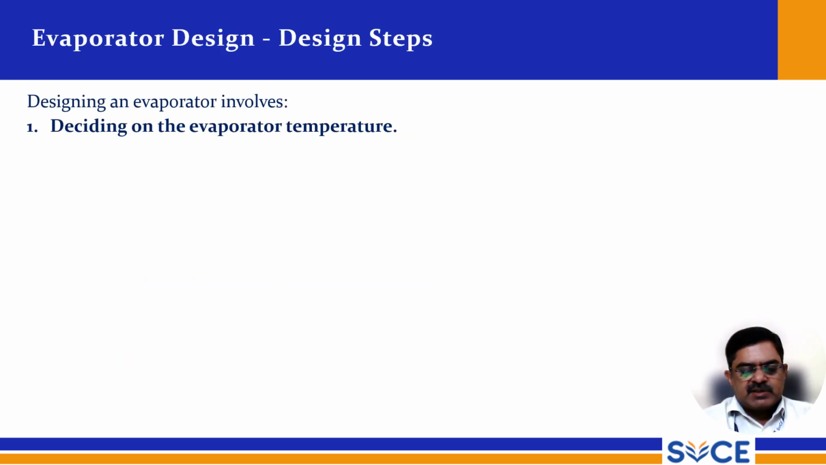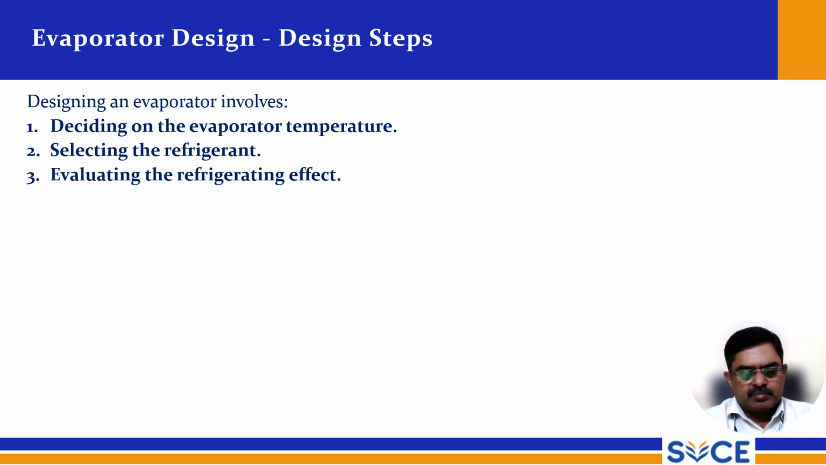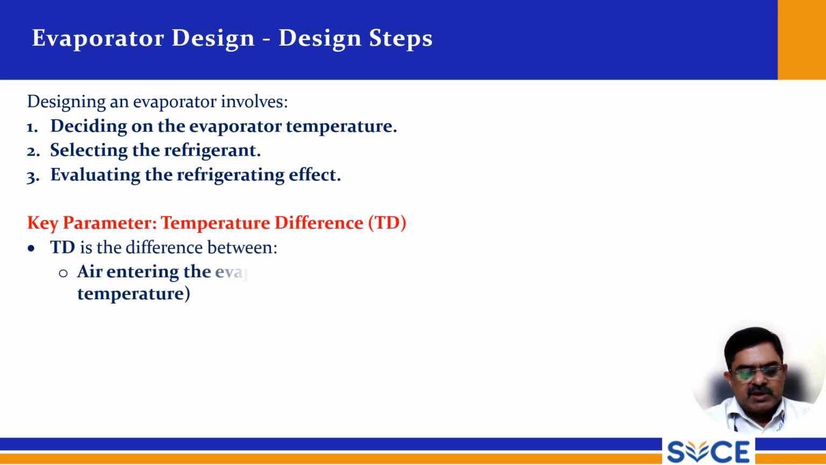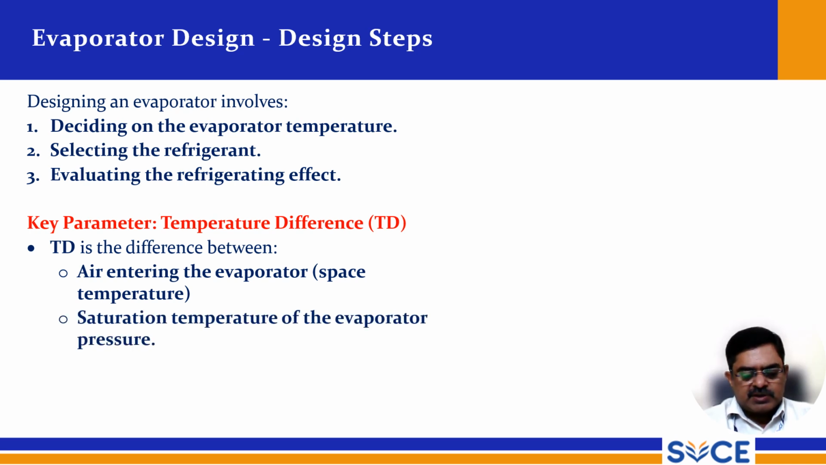So design steps: designing an evaporator involves deciding on the evaporator temperature, so what temperature it handles, and selecting the refrigerant, evaluating the refrigerating effect. So key parameters are the temperature difference. TD is the temperature difference between the air entering the evaporator space temperature and the saturation temperature of the evaporator pressure. So typical values are 7 degrees to 10 degrees Celsius.